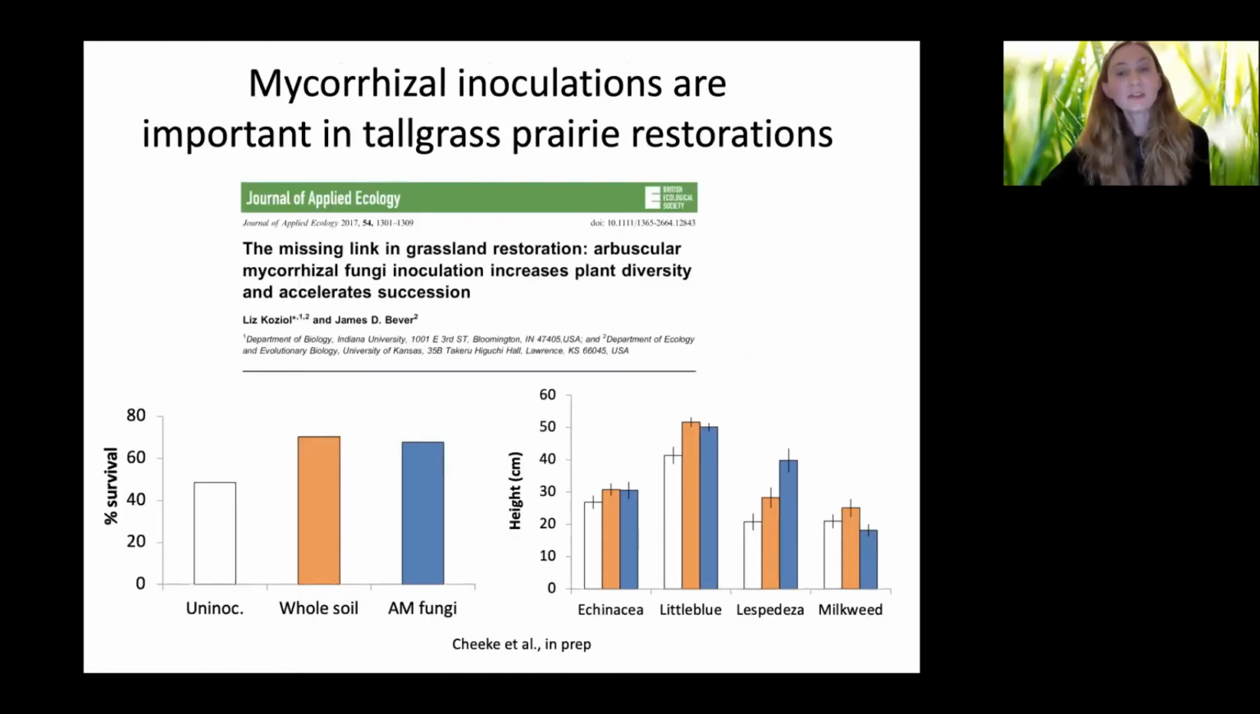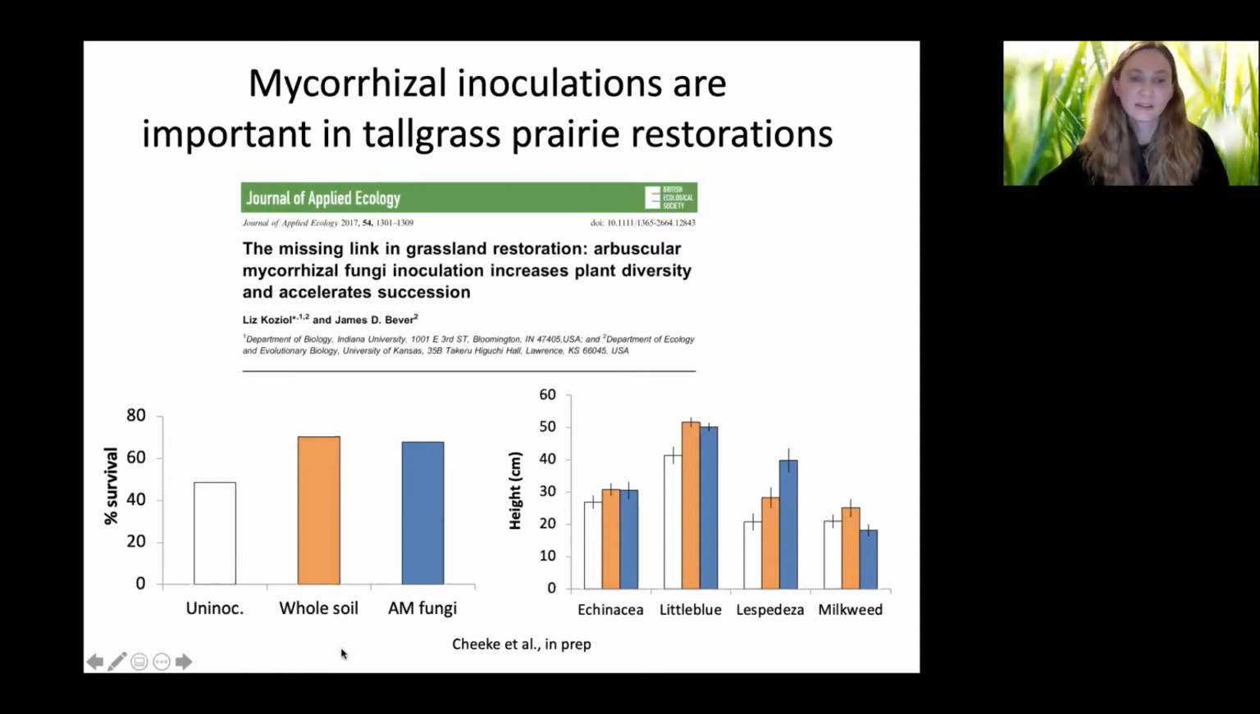And in fact, several studies have shown the importance of mycorrhizal inoculations in prairie restorations, particularly within the tallgrass prairies, where a lot of this work has been conducted. So much so that in this paper, Kojal and Beaver argue that mycorrhizal fungi are the missing link in grassland restoration. They can improve plant diversity and accelerate succession.